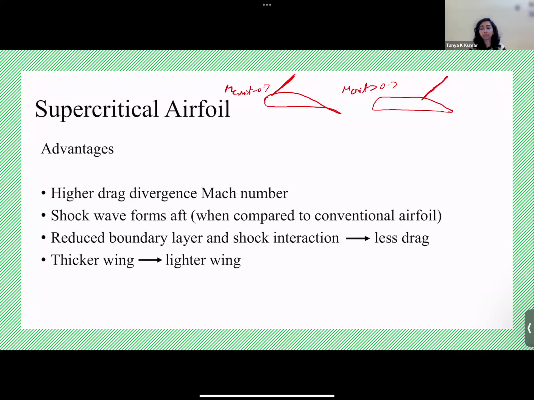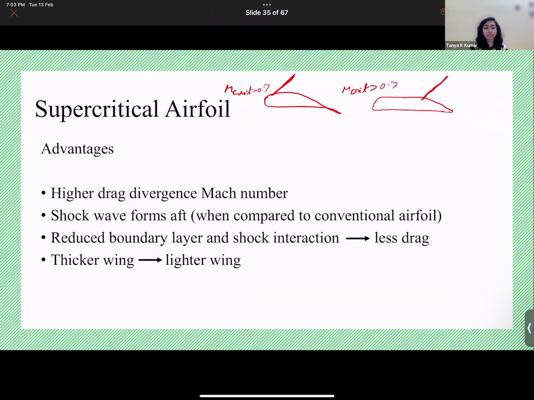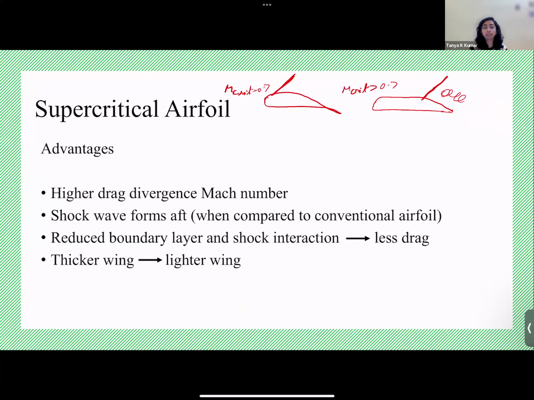The shock wave forms aft when compared to a conventional airfoil. Why is this beneficial? Because all of these undesirable properties, the flow separation and all of that, only happen after the shock wave. So if you delay the formation of the shock wave, you have delayed flow separation. Similarly, it reduces the boundary layer and shock interaction, since the shock is formed later. It also gives you a thicker wing when compared to a conventional airfoil.